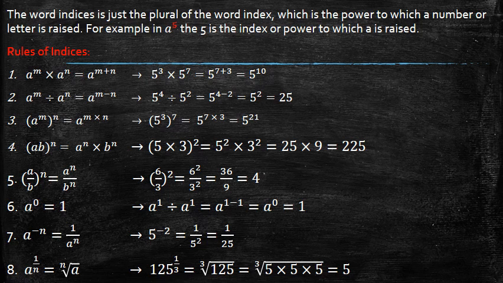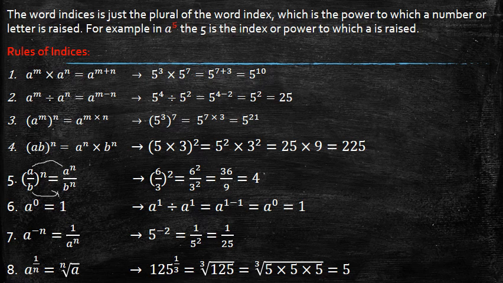Now in the fifth one, we have (a divided by b) raised to the power of n. So what we do here is you just raise a to the power of n divided by b raised to the power of n. Very easy. So let's look at an example here.